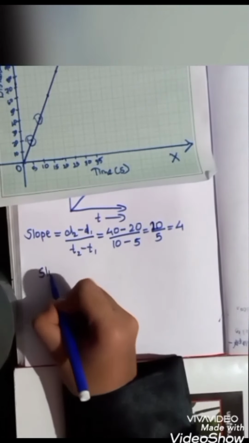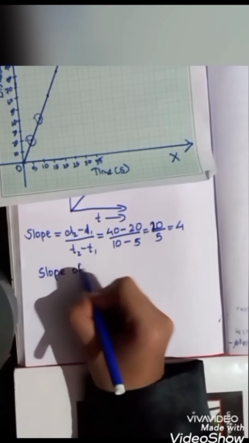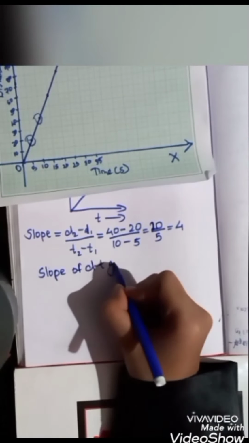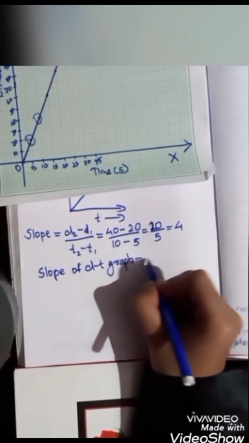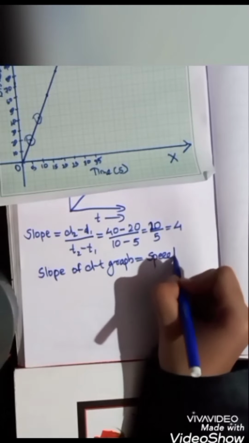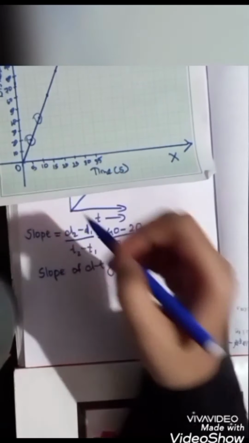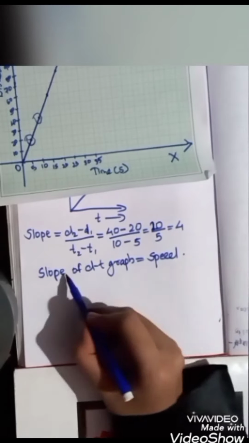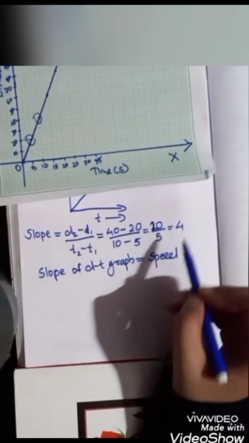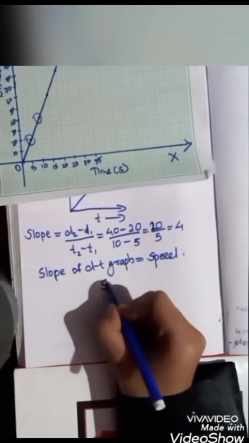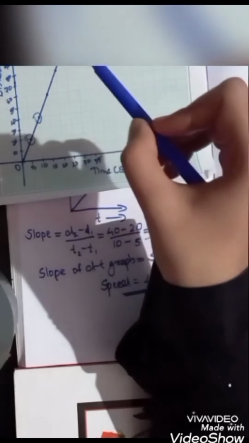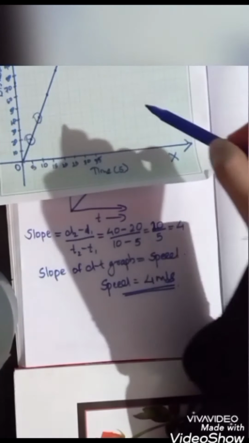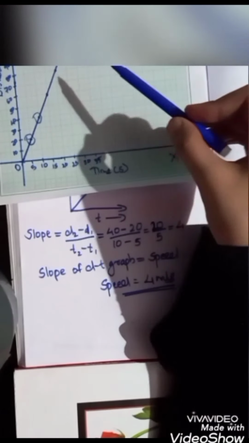We know the slope of the d-t graph gives the speed of the object. From this graph we can calculate the speed. Slope of the d-t graph is equal to 4, so speed is equal to 4 meter per second. Here is the graph of uniform motion, or uniform speed, of the distance-time graph. It will be a straight line.